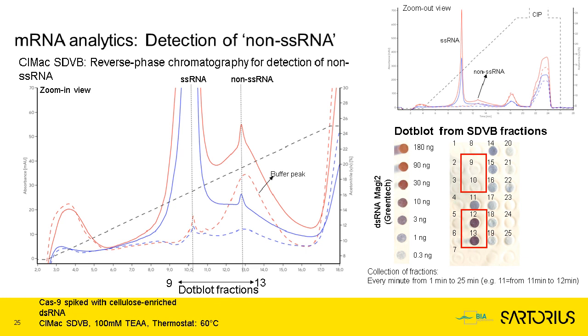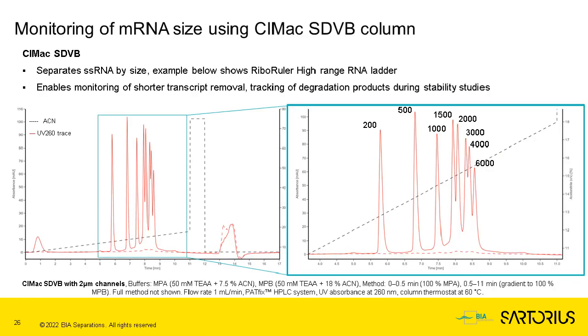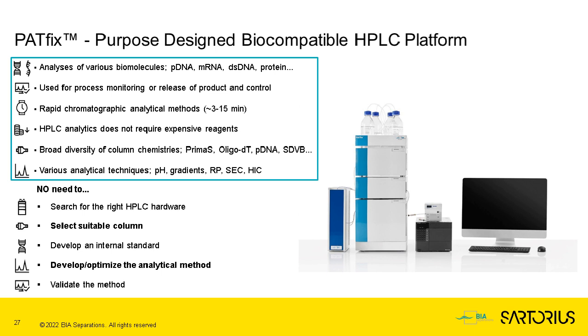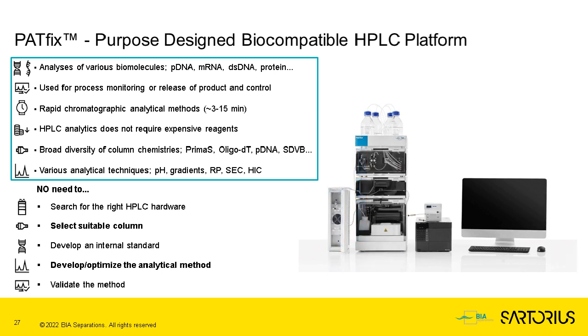And this same chromatography mode, namely reverse phase chromatography, would also be used if you wanted to analyze fragment size of mRNA produced in an IVT. So this has a very high resolution between different sizes of mRNA produced. All of this is packaged inside of a software that is offered as something called PatFix HPLC platform.